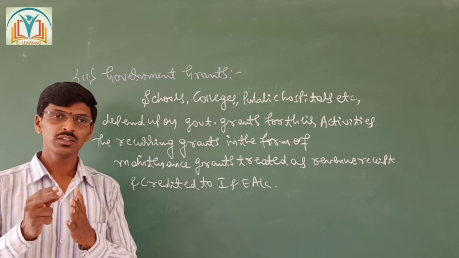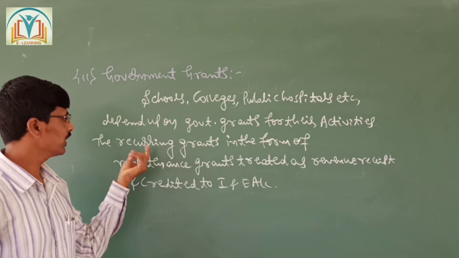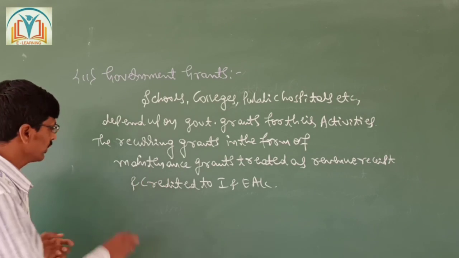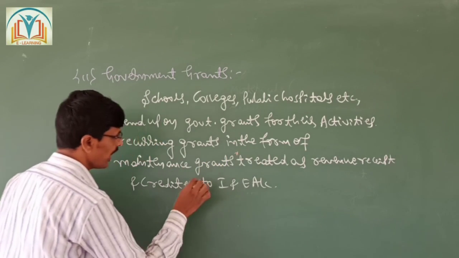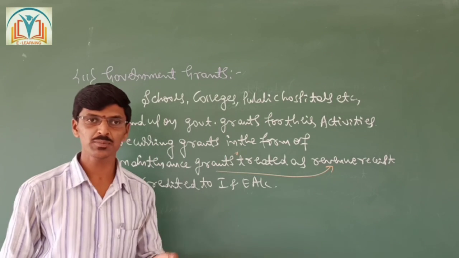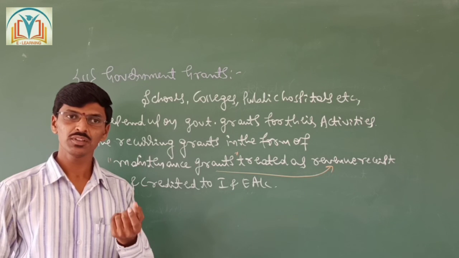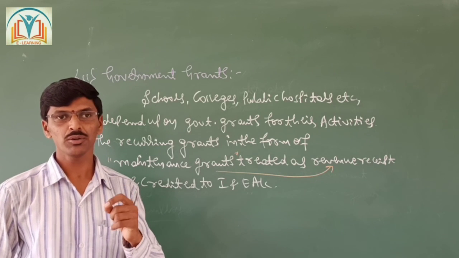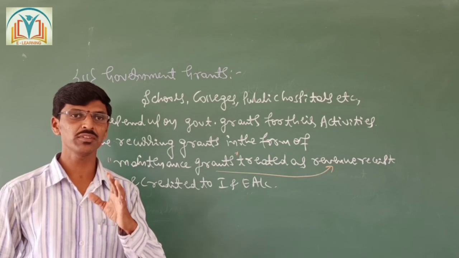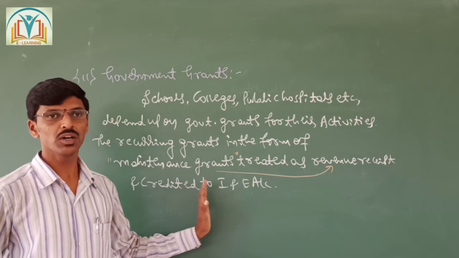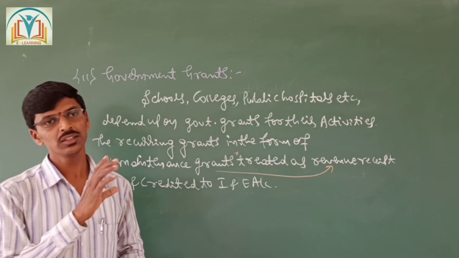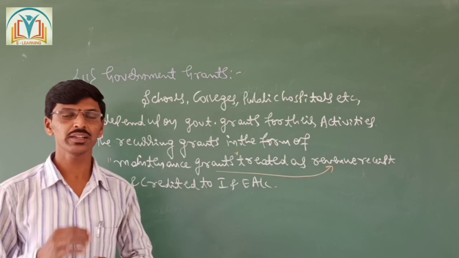Recurring grants in the form of maintenance grants are to be treated as revenue receipts and credited to the income and expenditure account. Some types of grants are to be recorded in the capital fund also. In upcoming classes we will discuss the other types of grants and where they are to be recorded. This is about the last term, government grants.